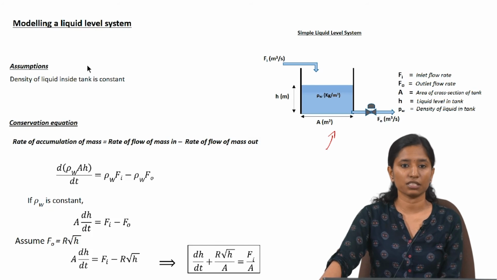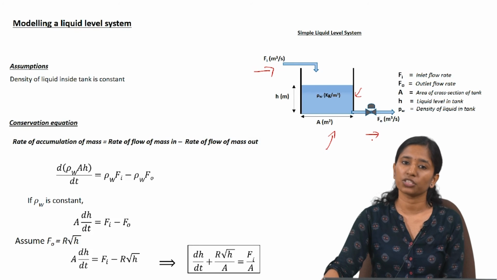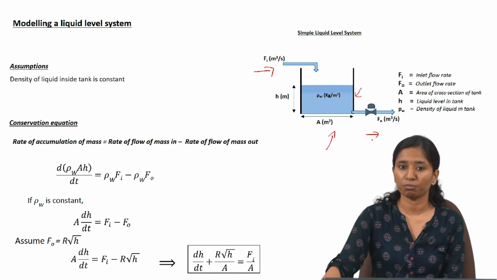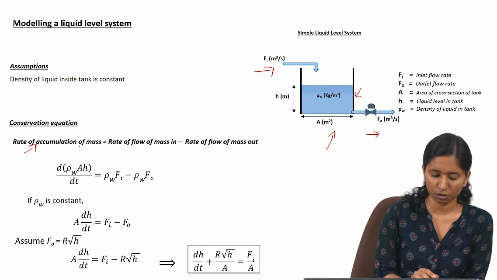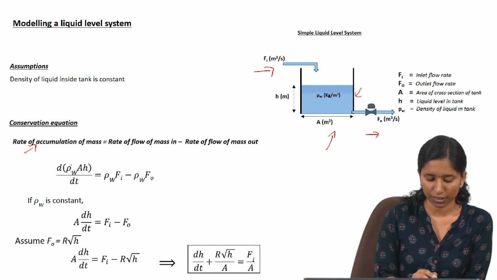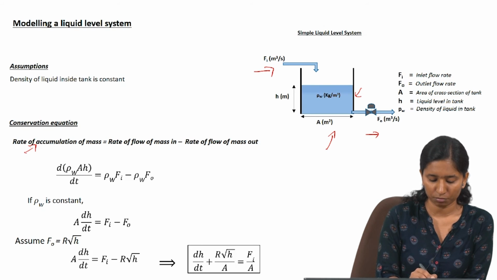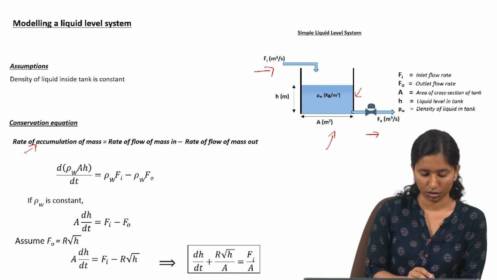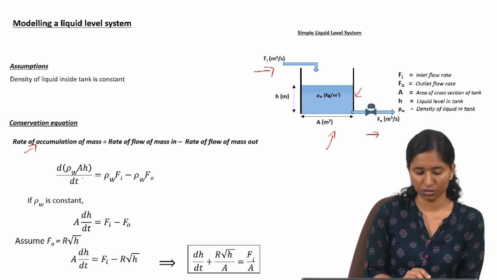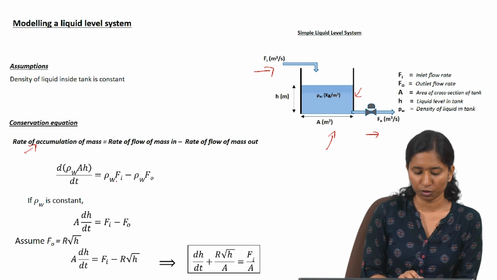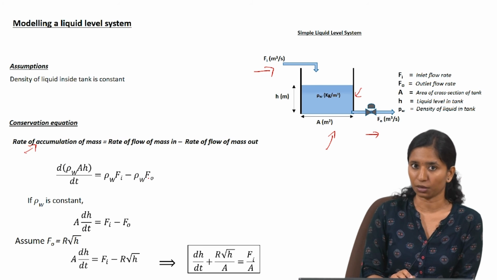The conservation equation is the mass balance equation. The rate of accumulation of mass within the tank is equal to the rate of mass flow in minus the rate of mass flow out. The mass within the system is nothing but density into volume. So, this is the expression for the rate of accumulation of mass within the system, that is d by dt of rho W A into h, which is area into height, is equal to rate of mass flow in, which is density into volumetric flow rate, minus rate of mass flow out, which is density into volumetric flow rate out.